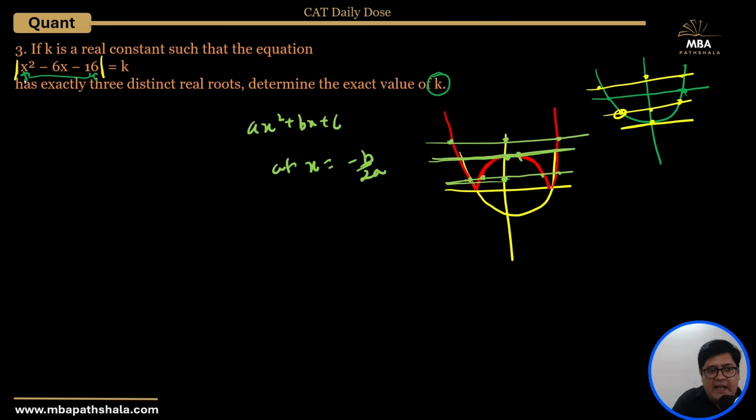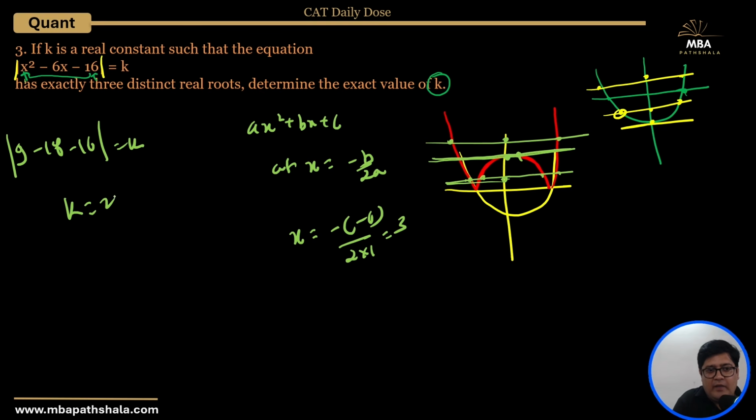Here what is a? A is 1. What is b? B is minus 6. So x is equal to minus of minus 6 by 2 into 1, which is basically 3. Put 3 in this. 9 minus 18 minus 16 modulus is equal to k. K is equal to 25.